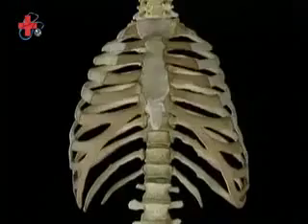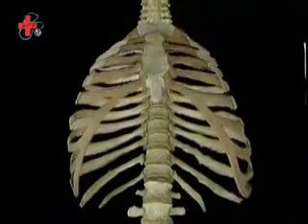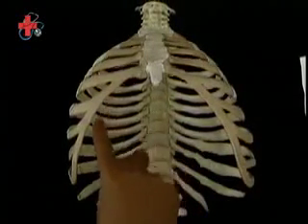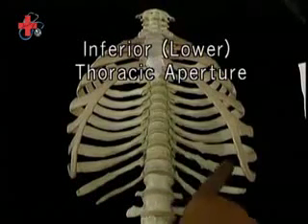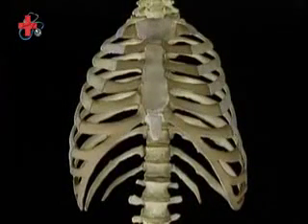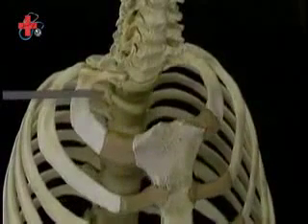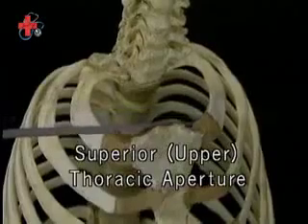The ribs, sternum, and costal cartilages form an expandable container for the lungs and heart. This large opening, formed on each side by the costal arch and the last 2 ribs, is called the inferior or lower thoracic aperture. It's almost completely filled in by the diaphragm, which separates the thorax from the abdomen. The much smaller opening above, that's formed by the manubrium, the first ribs, and the first thoracic vertebra, is called the superior or upper thoracic aperture.